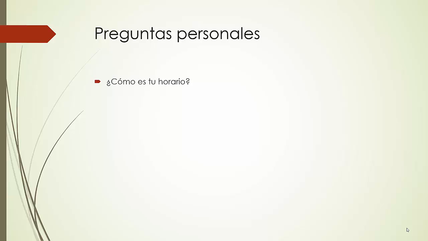Número 5, I think we're on. Nope, this is número 4. Well, whatever. ¿Cómo es tu horario? Como means how, horario is schedule. So, how's your schedule? You have to put in an adjective that describes it. So you might say, mi horario es fácil, or mi horario es difícil, or mi horario es activo, or mi horario es exigente. One of our new vocabulary words.